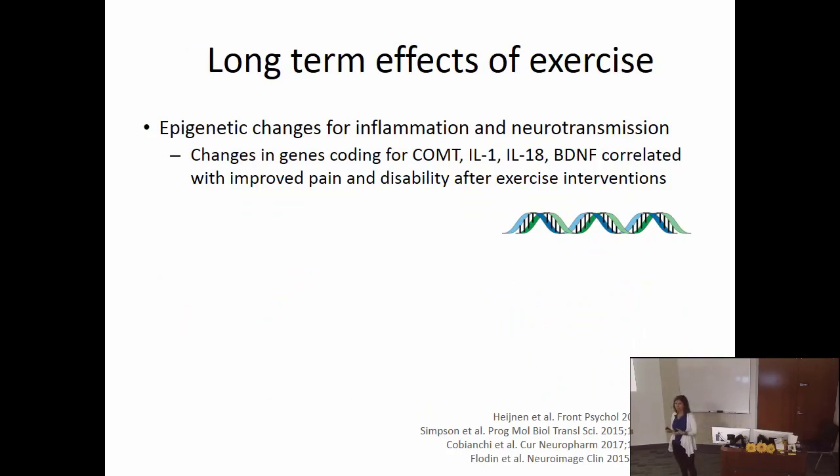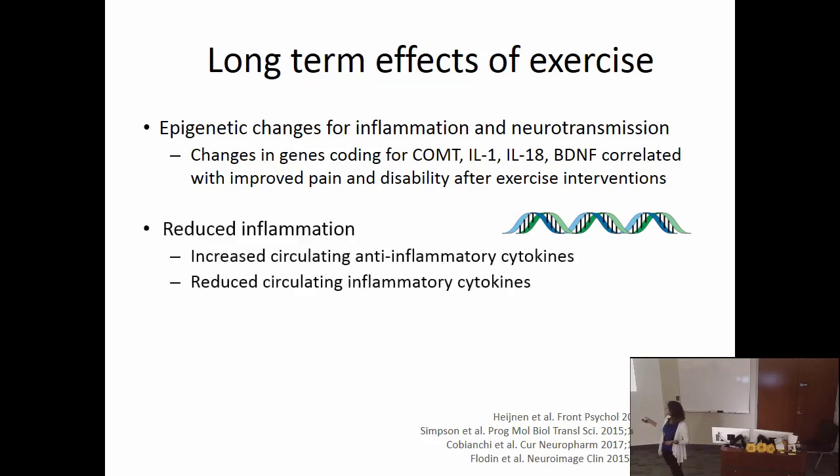So why do we get these long-term changes? Well, one of the really exciting new areas of research is that exercise will actually change how our genes code for a number of these different factors. I used to think that genetics was genetics, whatever you're born with is what you get. But there's this whole new field of study called epigenetics, where we're learning that the impact of our environments and our lifestyles can have huge impacts on how our genes code for things and how they express themselves. And so you get these epigenetic changes in genes that code for information around pain, so those neurotransmitters and inflammation.